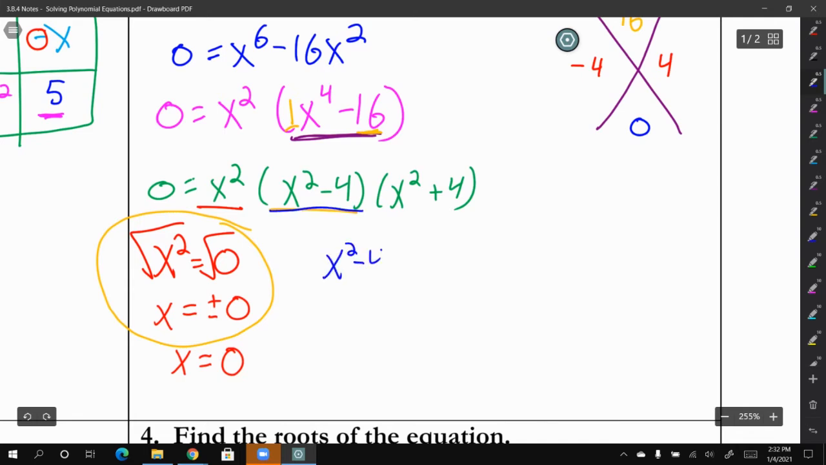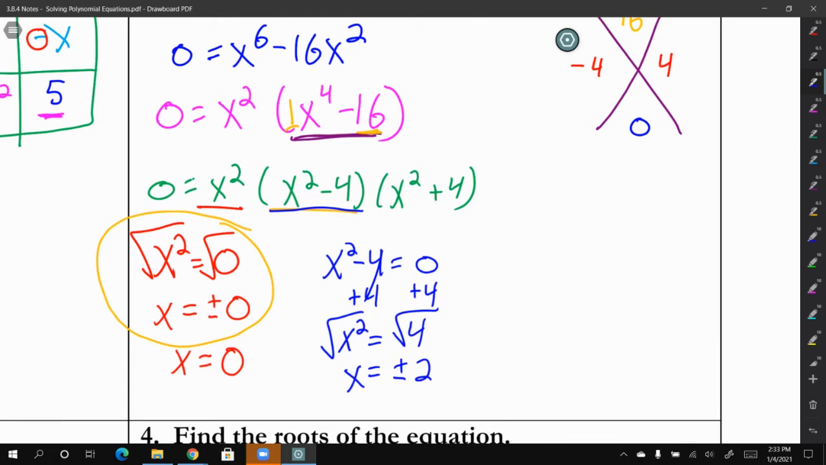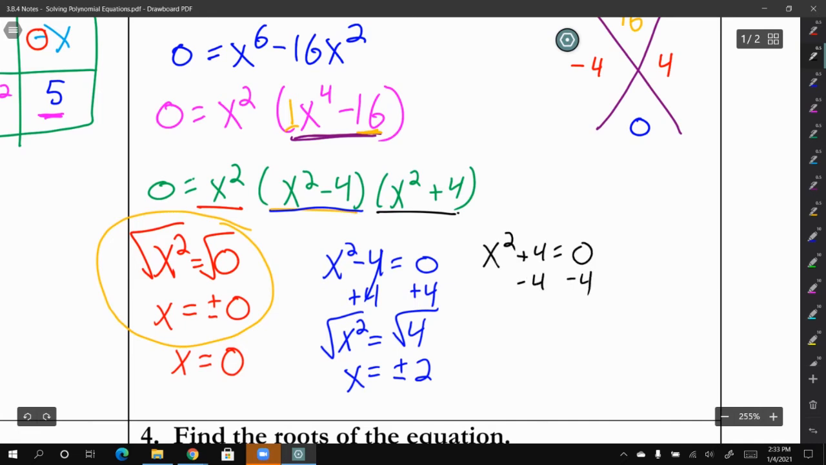x squared minus 4 equals 0. Add 4 to both sides. X squared equals positive 4. And then we get x equals plus or minus 2. And then this last part, x squared plus 4 equals 0. Subtract 4 from both sides.